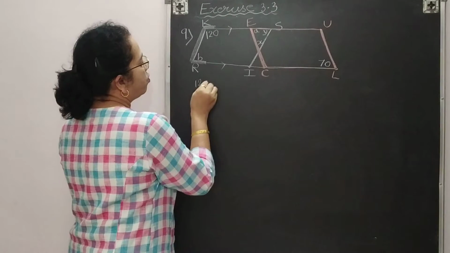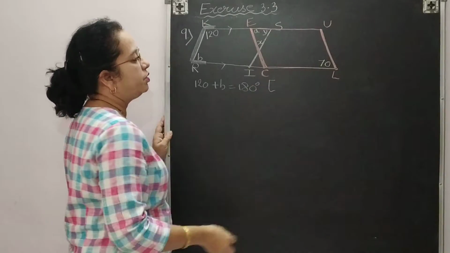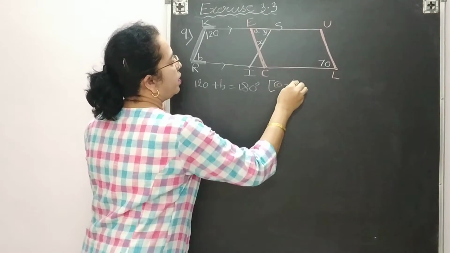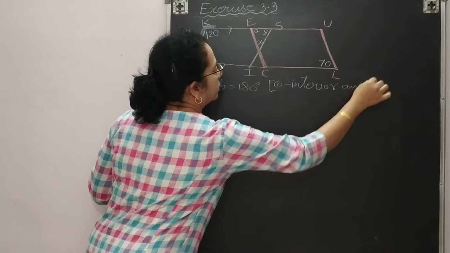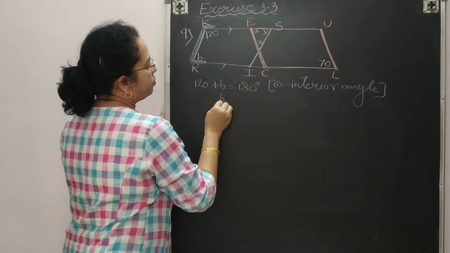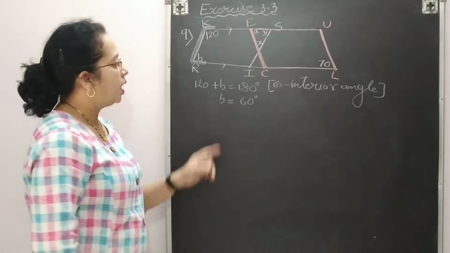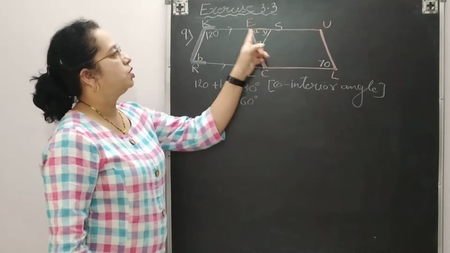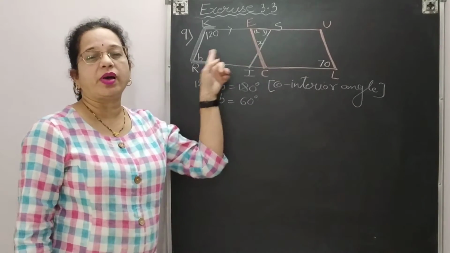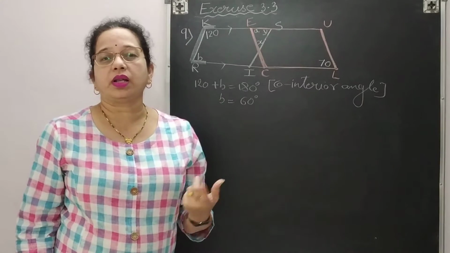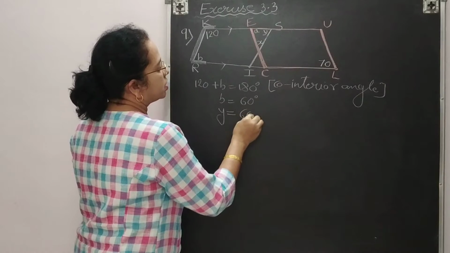So I am writing here 120 plus B is equal to 180 degree, and always we write down the reason. So the reason will be co-interior angles. So you can find the value of B. 180 minus 120 will give you 60 degree. Now if this angle is 60 degree, so angle Y is also 60 degree, because these are the opposite angles of a parallelogram, and opposite angles of a parallelogram are equal in measure. So we can write down Y is equal to 60 degree.